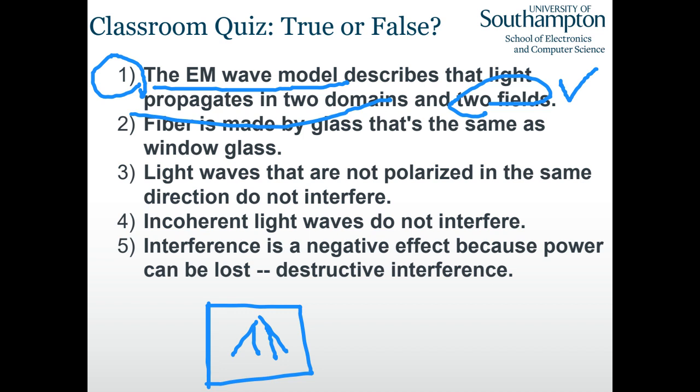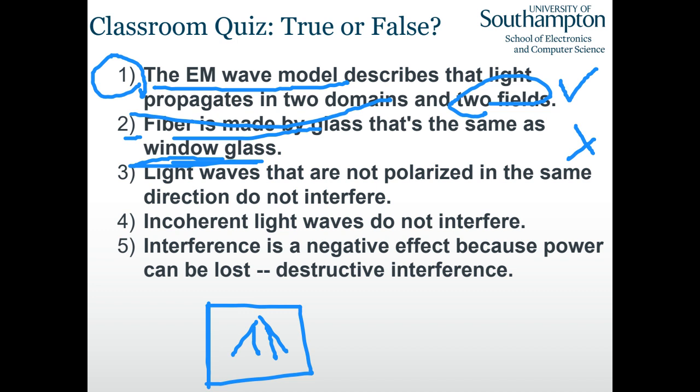Second, fiber is made of glass that is the same as window glass, true or false? This is actually false, because when we manufacture fiber, we increase the temperature and make it liquid. And when we reduce the temperature, there is no clear transition from liquid to solid. So fiber can bend, but window glass cannot bend. So we cannot actually deploy window glass across the Atlantic.